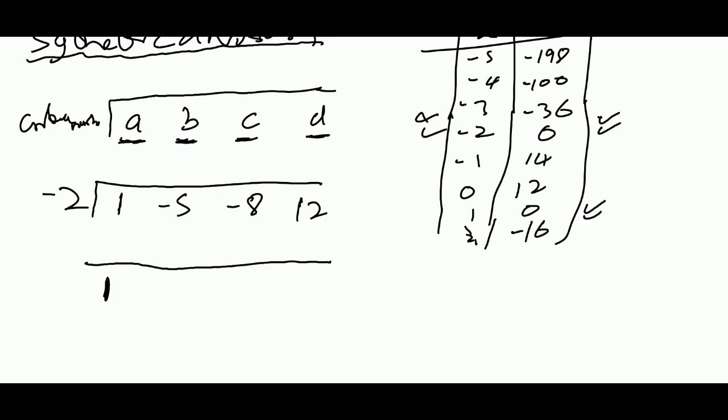Then what is going to happen? You are going to take your critical number and multiply it by the numbers that you get here. In this case, we have 1. That means it's -2 multiplied by 1, which is -2. Then we add them straight here. -5 plus -2 is going to give us -7.